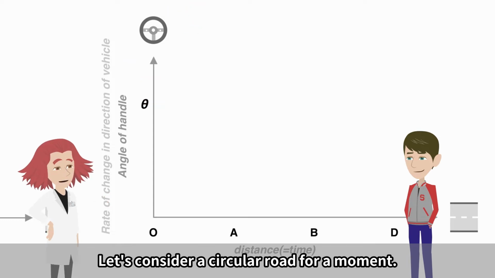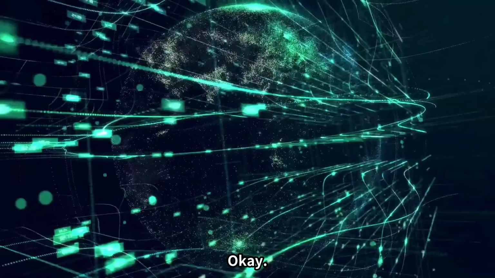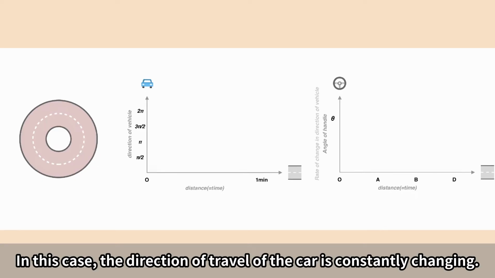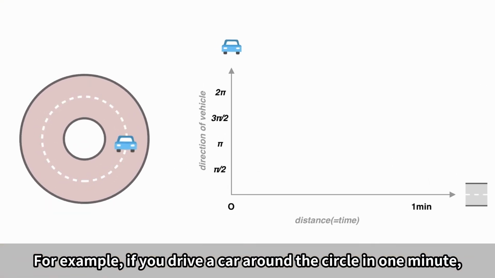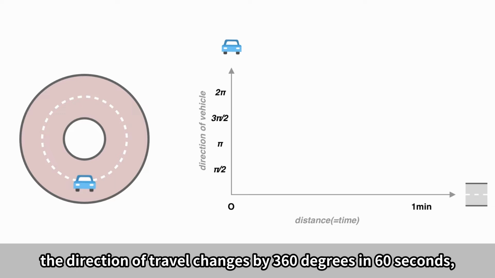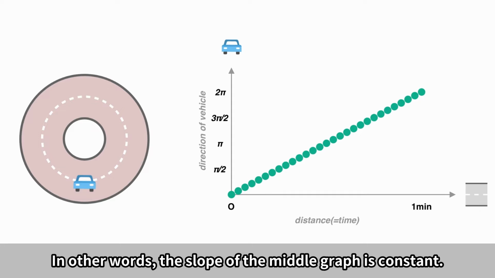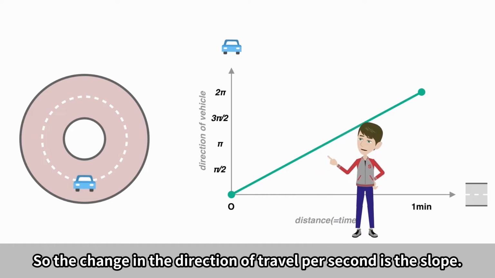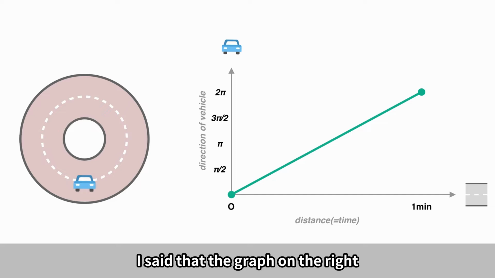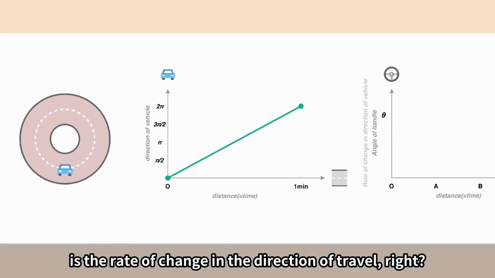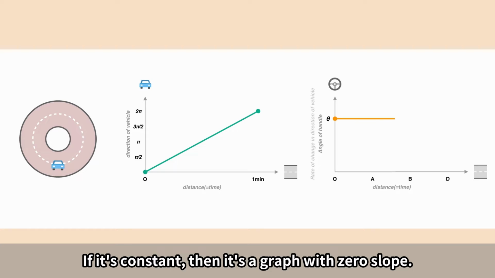Is that right? Let's consider a circular road for a moment. Okay. In this case, the direction of travel of the car is constantly changing. For example, if you drive a car around the circle in 1 minute, the direction of travel changes by 360 degrees in 60 seconds, or exactly 6 degrees per second. In other words, the slope of the middle graph is constant. I see. So the change in the direction of travel per second is the slope. That's right. I said that the graph on the right is the rate of change in the direction of travel, right? If it's constant, then it's a graph with zero slope.